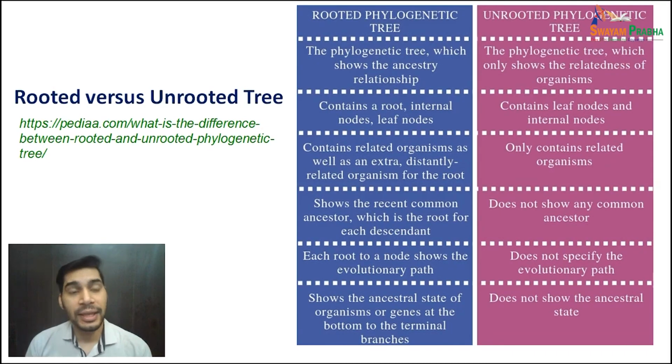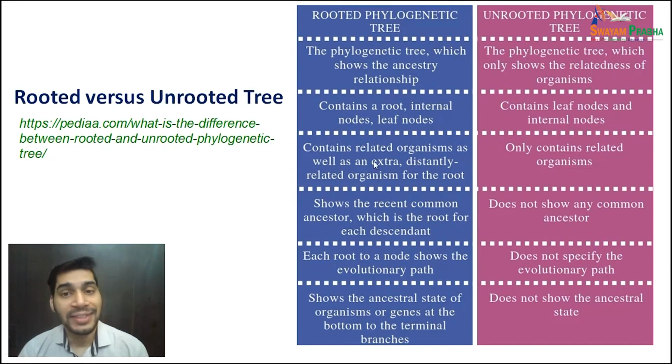The trees can also be differentiated as a rooted or unrooted tree. A rooted tree has the ancestry relationship. It shows the ancestry relationship, whereas unrooted phylogenetic tree, it only shows the relatedness of the organisms. It does not talk about the ancestral relationships. Rooted trees do contain a root, internal nodes and the leaf nodes, whereas unrooted tree contains leaf nodes and internal nodes only. There is no root present in this.